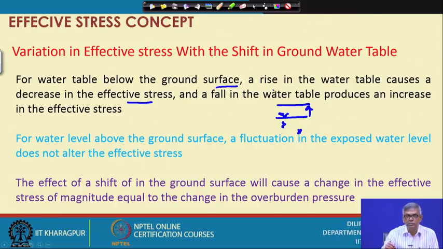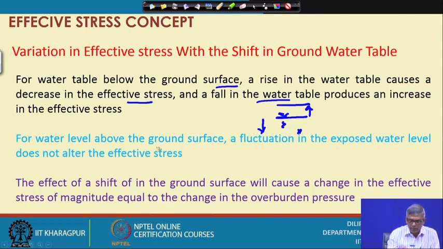So, this should be remembered almost as a rule. A rise in water table causes a decrease in effective stress, and a fall in water table produces an increase in effective stress. Suppose the water table is here and then it goes down in this direction, then at the same point you will see an increase in effective stress. Because of that, in many excavation situations, if the water table is high, we have to lower the water table to make the soil stronger. That application I will show later on.